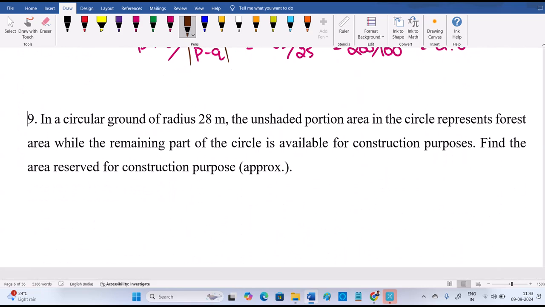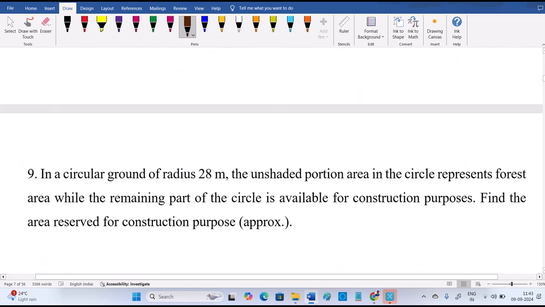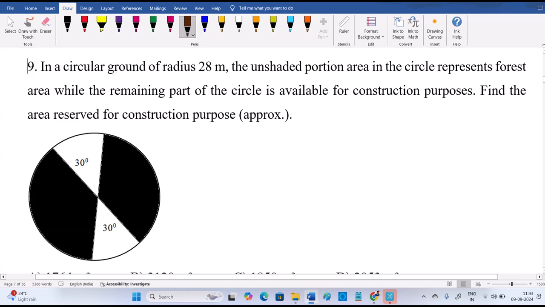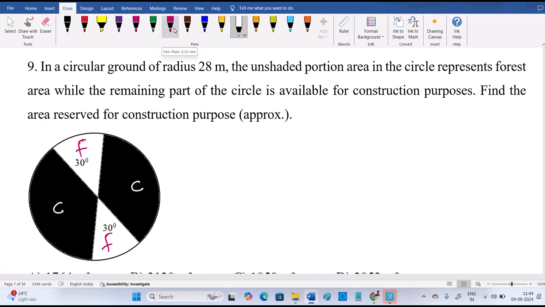This is regarding areas and volume. Here a diagram also exists. In a circular ground of radius 28 meters, the unshaded portion area in the circle represents forest, while the remaining part of the circle is available for construction purpose. So this is for forest, not available for construction. This is for construction purpose.